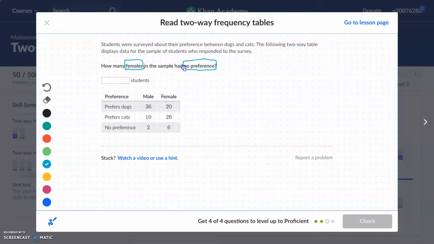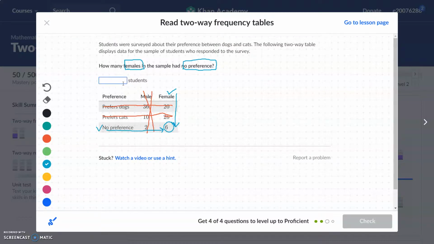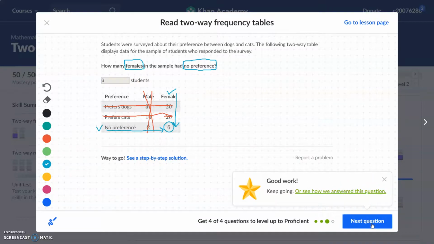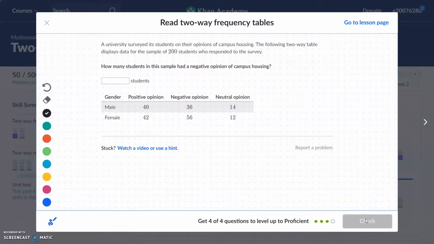So notice they're giving us two pieces of information here, two variables. We want female and no preference, which means we do not want any information from males or dogs or cats. We only want the number that is both female and no preference. And so that number is 6. Okay, very much like the last one, right? Okay, this is a good one.